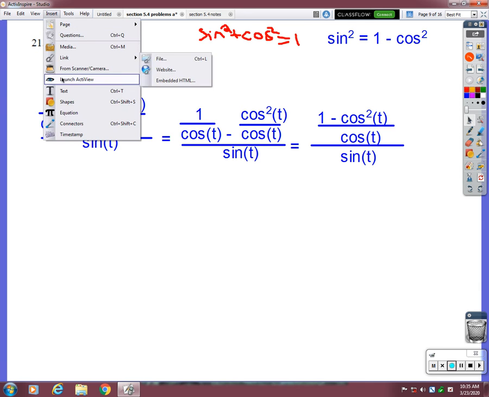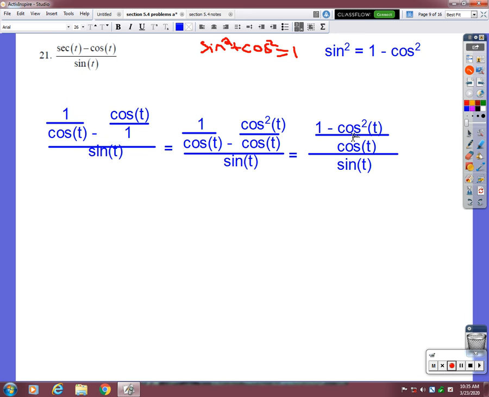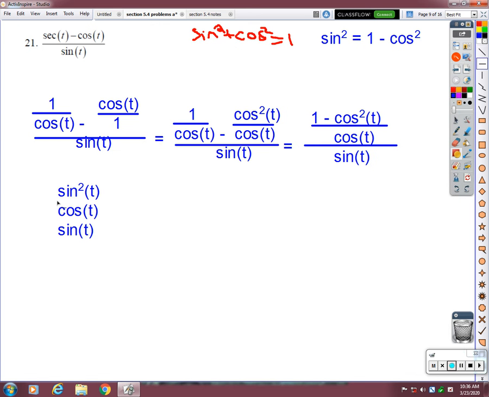So what I'm going to do now is replace this 1 minus cosine squared on top and make that into a plain old sine squared. Still over plain old cosine, and all of that is still over sine. So I've simplified this top piece into sine squared, and then we're still dividing by that.